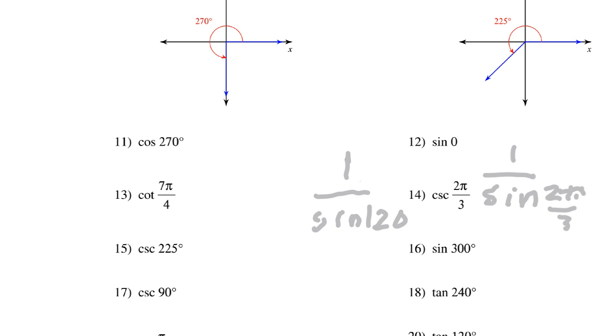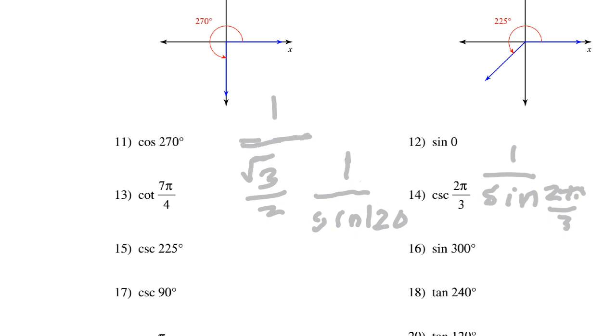So now you can go to your unit circle and get the value of the sine of 120. So the value of the sine of 120 is how much? Well, that's square root of 3 over 2. So this is 1 over square root of 3 over 2. And then I'm stuck with a radical in the bottom.